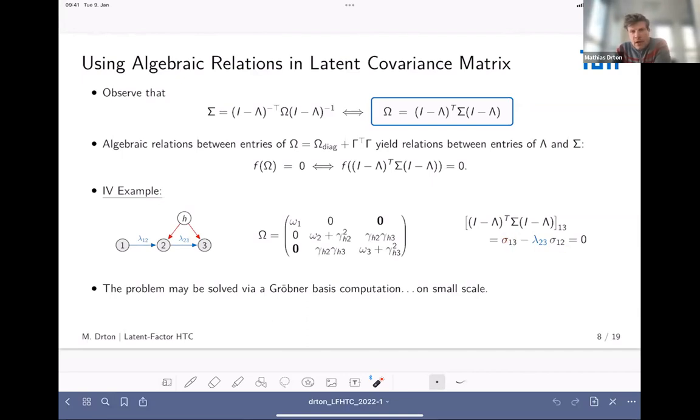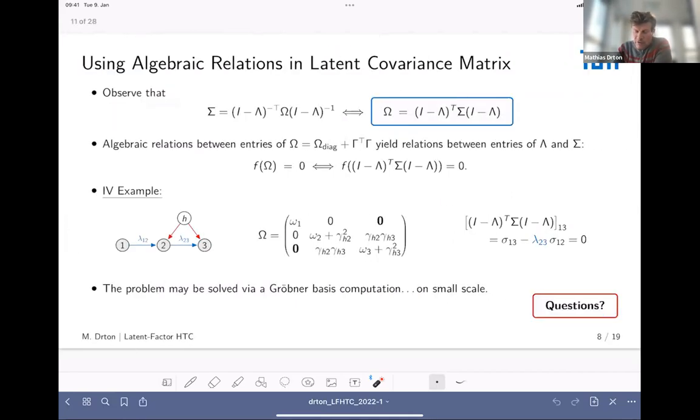Okay. And so from this perspective, the way to think about this problem is you should think about what algebraic relations you can find out about the latent covariance matrix. And whenever you know some, you can try and leverage them to get relations between lambda and sigma that then tell you what lambda is as a function of sigma. And so you can turn this into a fully algebraic way of solving the problem. So you can actually solve the problem by a Gröbner basis computation and decide this. This is feasible in interesting problems, but on a smaller scale, right? It doesn't allow you to go to a setting with a larger number of variables.